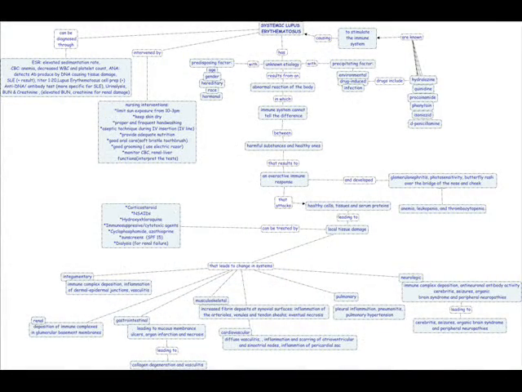By choosing this case, I learned more about the disease. And that's all about systemic lupus erythematosus.